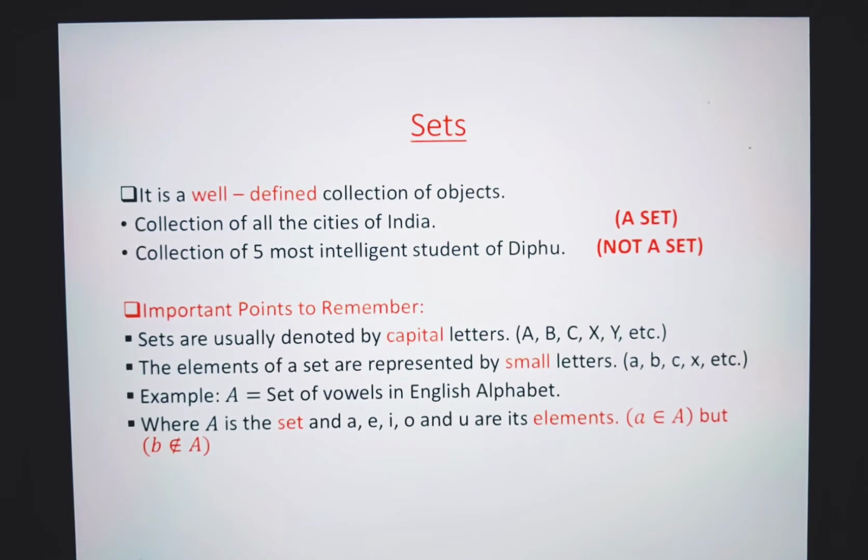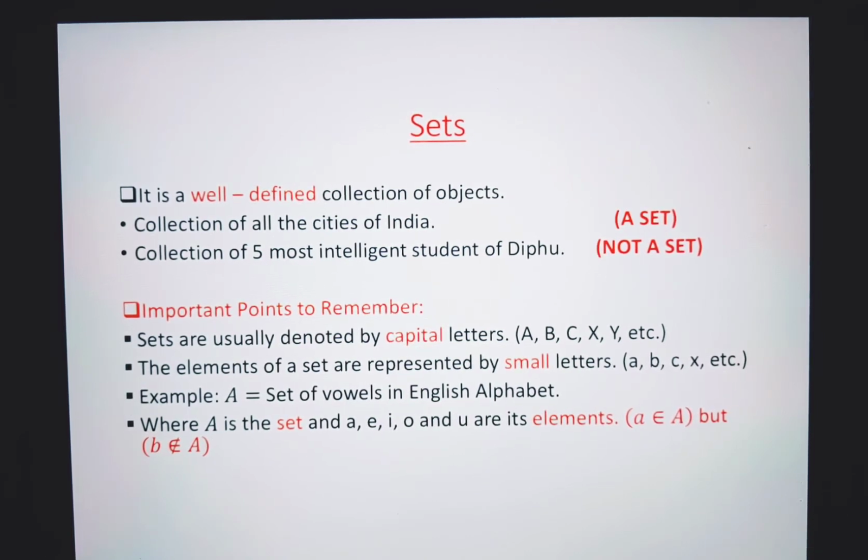Now the collection of all cities of India, you can directly say it: you have Delhi, then you have Calcutta, then you have Mumbai, then you have Guwahati. There are so many cities which you can particularly say. So if I say Guwahati, then you can say it's a city of India. So it is a set. Why is it a set? Because it's very well defined. Understood? Now if I say a collection of the 5 most intelligent students of Delhi. How can you define the 5 most intelligent students? There is no test to define one person to be more intelligent than another. Clear? So the 5 most intelligent students cannot be well defined. So it is not a set.